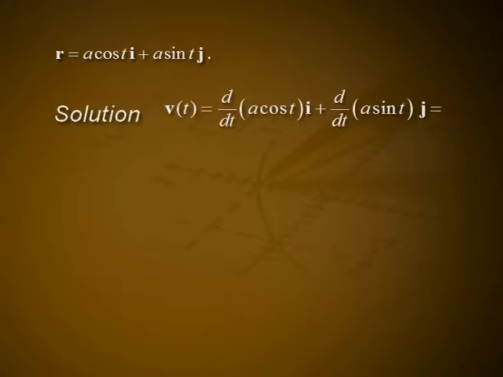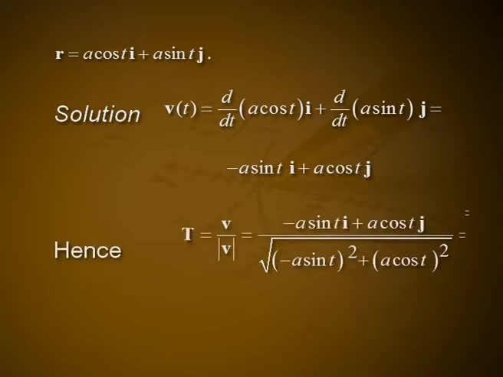Example 6. Find the unit tangent vector at a point t to the curve r = a cos t i + a sin t j. Solution. v(t) = d/dt of a cos t i + d/dt of a sin t j, which is equal to -a sin t i + a cos t j. Hence, T = v/|v| = (-a sin t i + a cos t j) / square root of ((-a sin t)² + (a cos t)²), which is equal to -sin t i + cos t j.